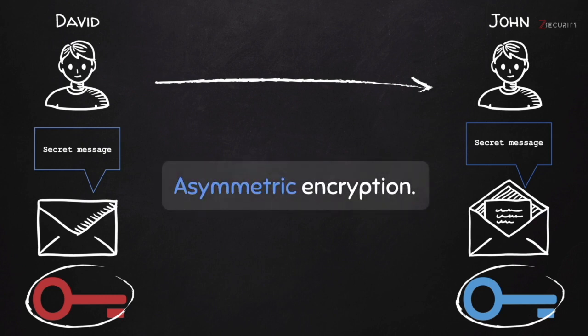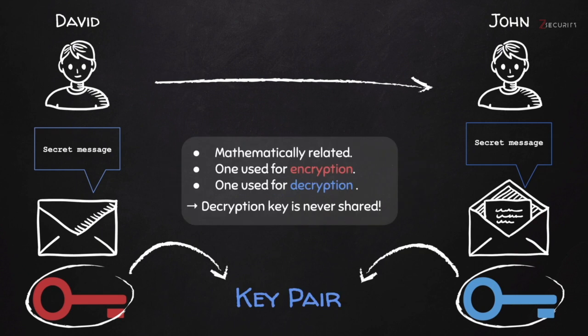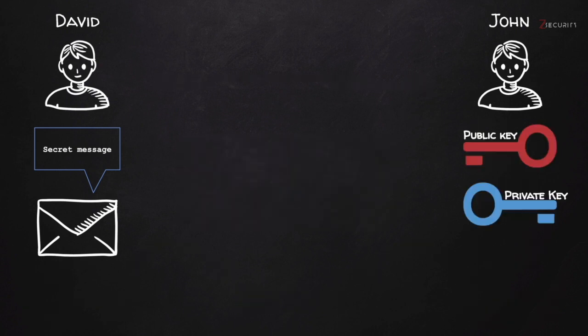Now these two keys are referred to as a key pair. They are mathematically related. One is used for encrypting the message and the other is used for decryption. Therefore, the decryption key is never shared, and that's why it's more secure. Now you're thinking, if the decryption key is never shared, how is this going to work? Well, let's go back and have a closer look at how this is going to work.